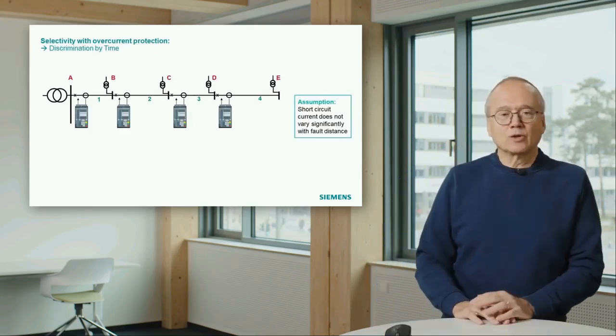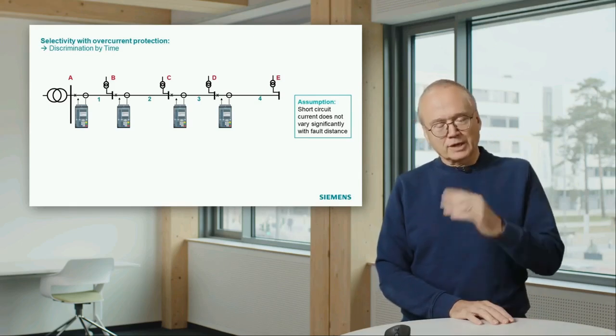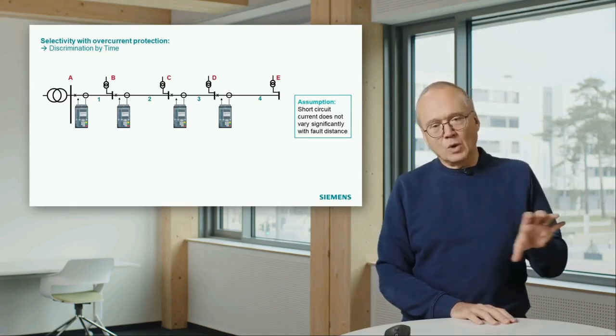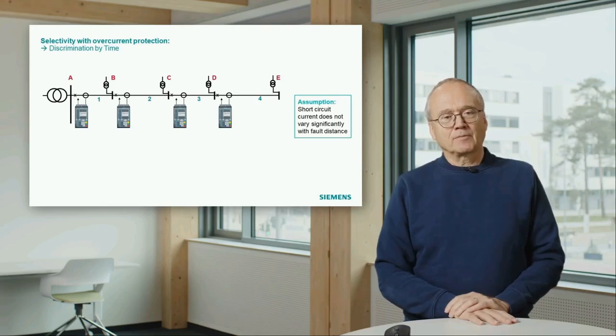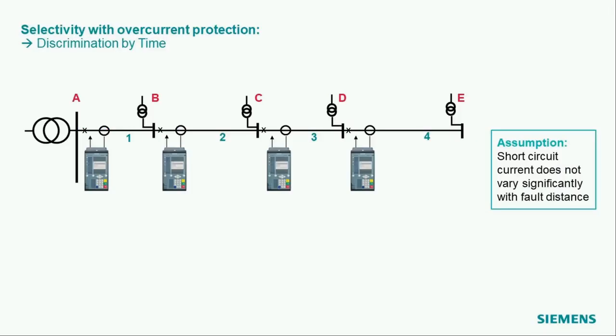So how does this look like? What I show here is one feeder of our distribution system. You see on the left side the infeed. That means all short circuit current comes from the left side. And then you see several lines or cables.